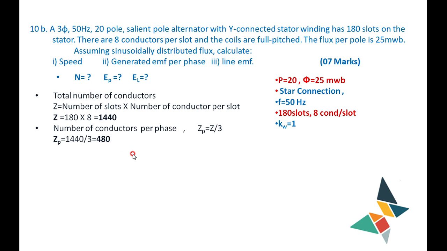In the equation I have got a Tp. You have to convert Zp into Tp. The number of turns per phase is equal to Zp by 2. Therefore, it is 480 divided by 2. That is what I am getting, 240.